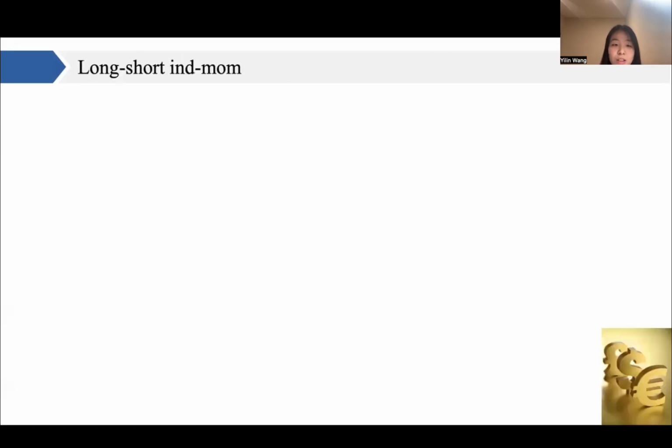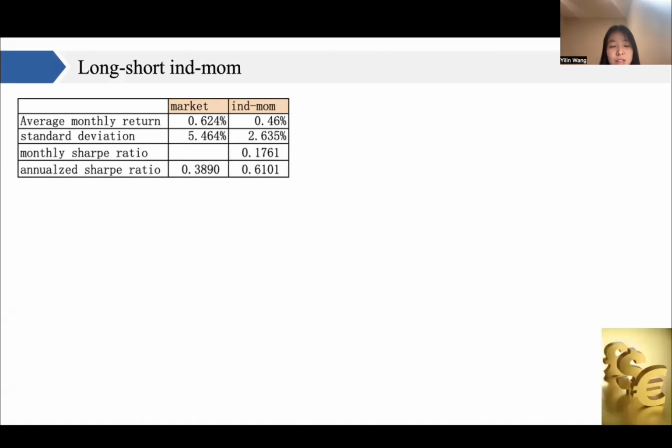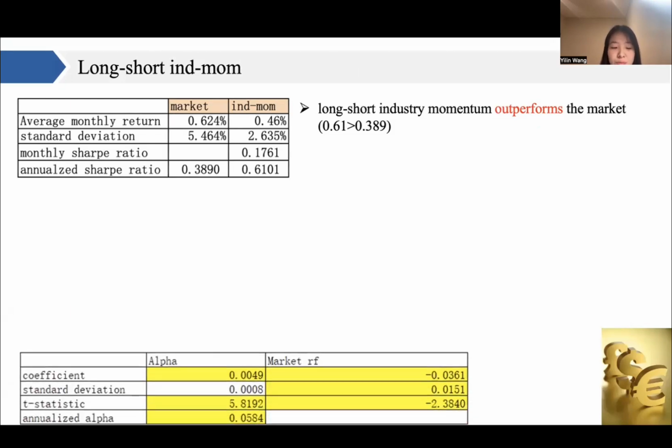Then we will talk about long-short industry momentum. From this table, we know that the annualized Sharpe ratio of the long-short industry momentum is 0.61. It means that when risk grows by 1 unit, the excess return rises by 0.61 annualized. It outperforms the market.